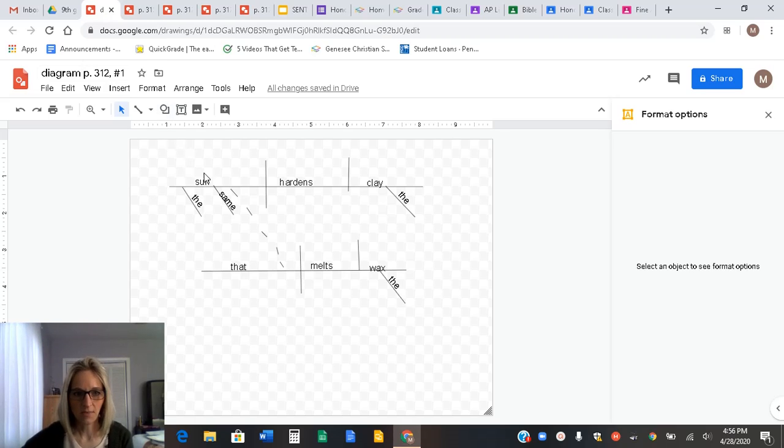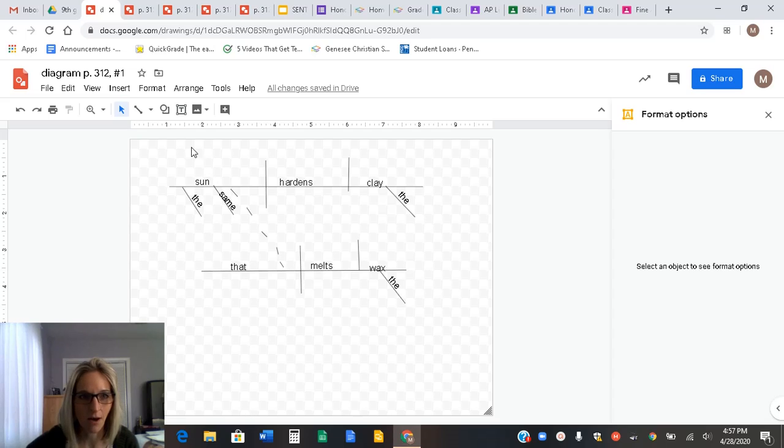So sun is my subject, hardens is my verb, clay is direct object, the is describing clay, and the and same are describing sun. Now that is my subject of my dependent clause, that melts wax, the is describing wax. Notice I have an adjective clause. My dotted line goes from the relative pronoun to whatever word it's describing. In this case, that melts the wax is describing sun. So my dotted line is going to go from the relative pronoun to sun. Okay? All right, so we've done that one together.